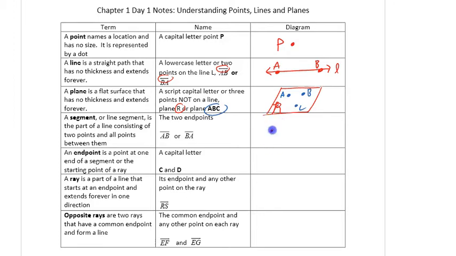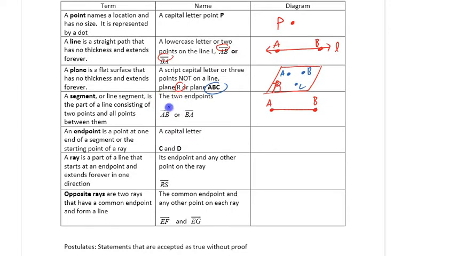The next thing is a segment. It's like a chunk of a line. So instead of extending forever, it just stops. Okay, you can label it AB or BA. Okay, everything in between is part of that line segment. Again, notice how that notation is above those letters. It's important that you have that correct.